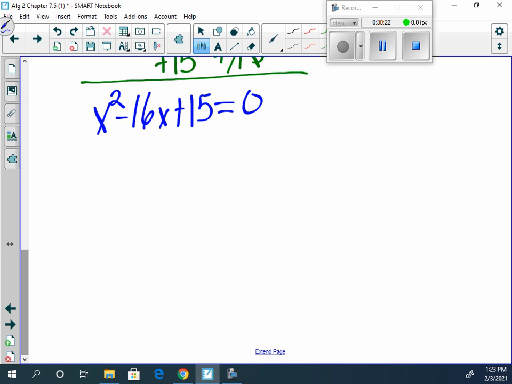We can factor it. And if we factor this here, so two sets of parentheses equals 0. Since 15 is positive, the signs are the same and they match the sign of the middle term, which would be negative and negative. The factors of x squared would be x and x. And what factors of 15 would we use? 15 and 1.